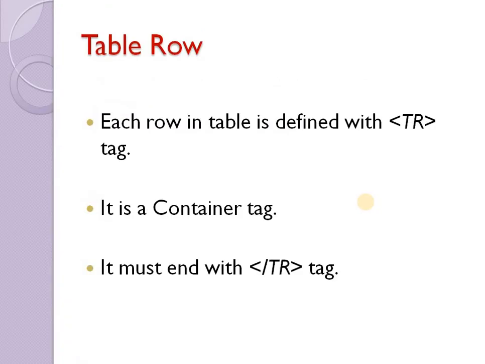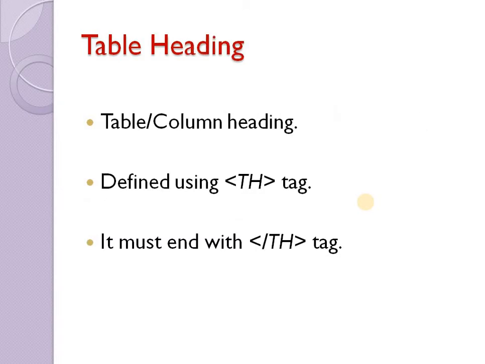Okay, the table row. Each row in a table is defined with the tr tag. The tr tag is there to define the table row. This is also a container tag. It must end with the closing tr tag because this is a container tag, so we have to close this tag after opening. Then we will discuss table heading. Some tags we will discuss, and then we will see the practical examples.